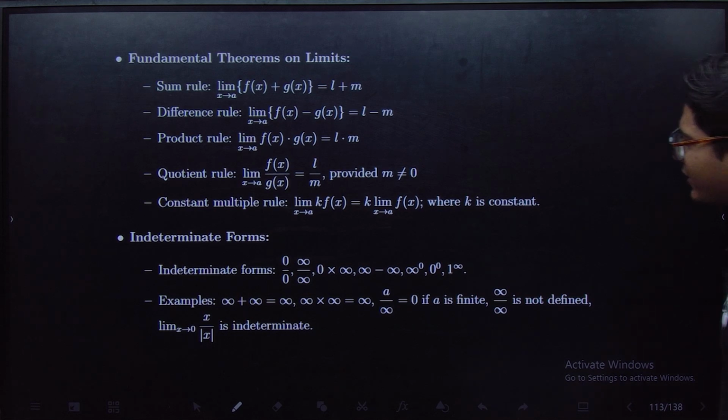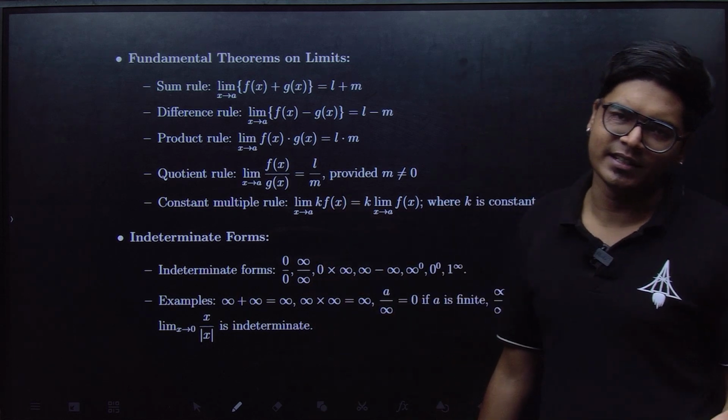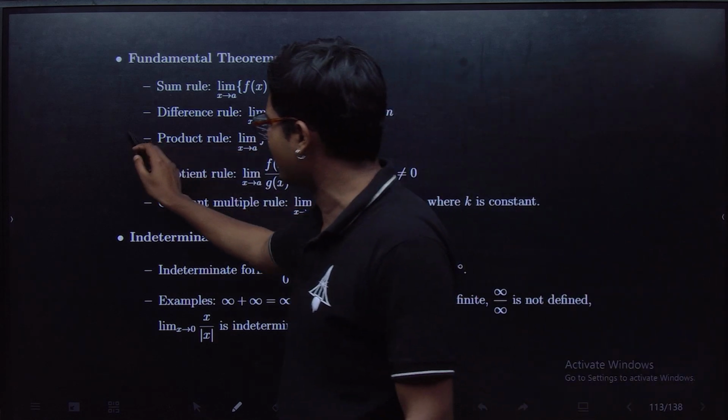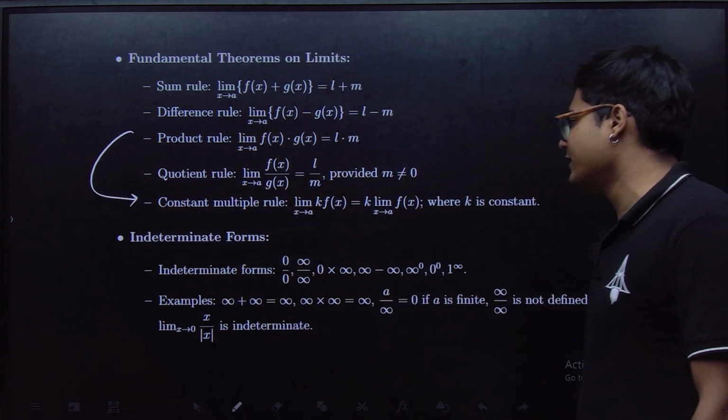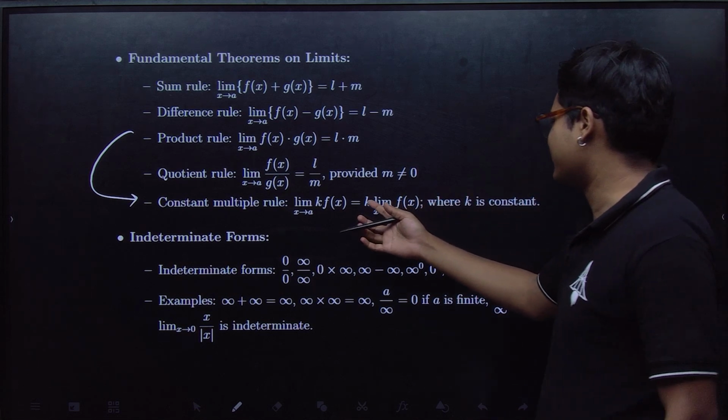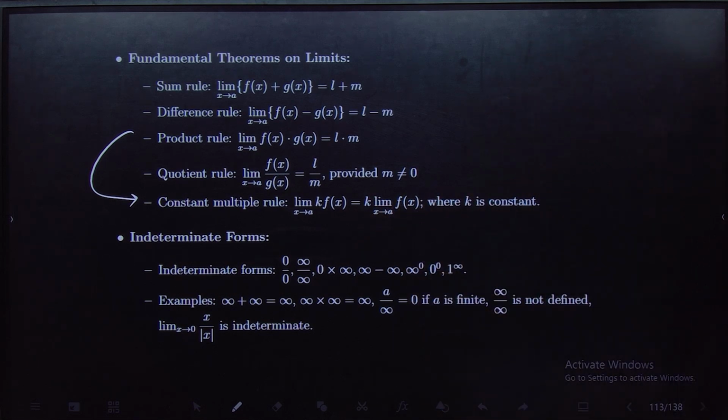If you multiply by a constant, a constant function always has a limit, right? It's equal to the constant itself. So it's basically a special case of the product rule. So you multiply by some constant k, then limit x going to a of k f(x) is nothing but k times L, or just k times the limit of x going to a f(x), right?